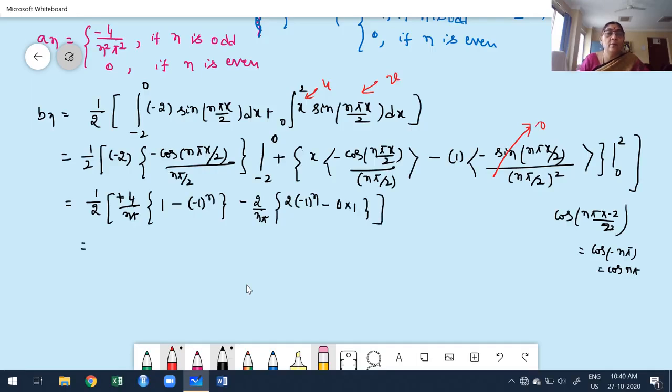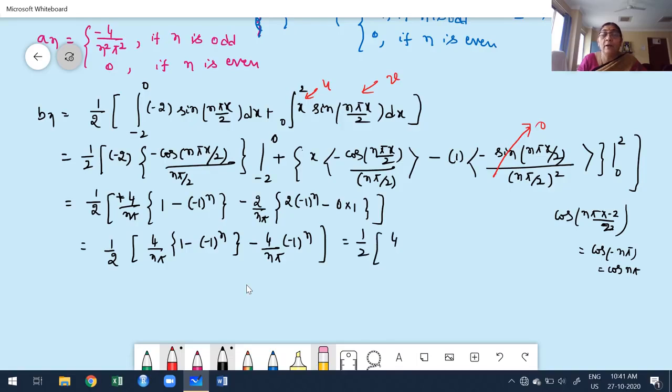Simplify that. What we get is actually 1 by 2 of... Now observe carefully here. 4 by n pi of 1 minus of minus 1 to the power of n, and then this is minus plus into minus is minus 4 by n pi into minus 1 to the power of n. From these two terms, what's a common factor? Observe carefully. 4 by n pi is a common factor. What we get? 1 minus 2 times of minus 1 to the power of n.